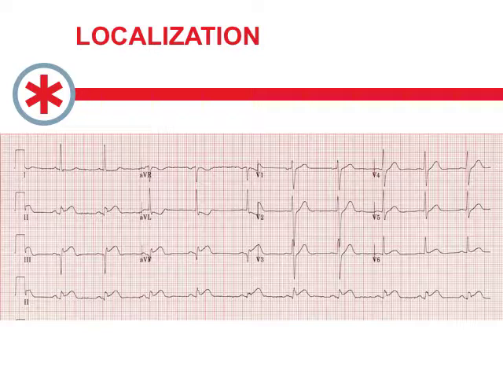So again, in terms of STEMI, you're going to be looking at 2, 3, and AVF with the ST elevation. And you might even convince yourself that lead V6 has a bit there, suggesting that maybe there's a little bit of ischemia over on the lateral aspect. But this is pretty much an inferior MI.